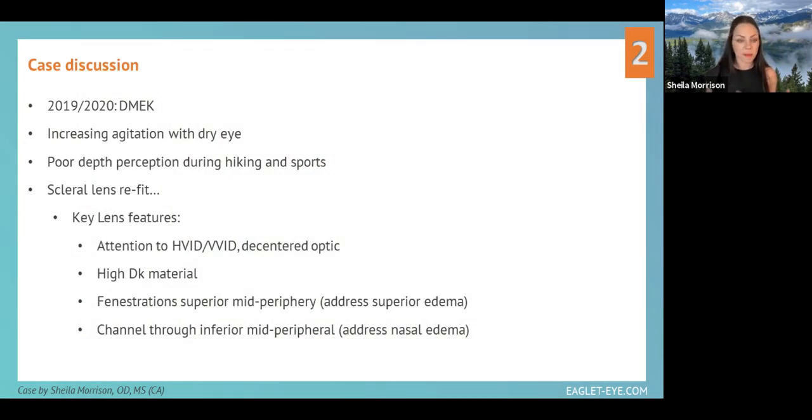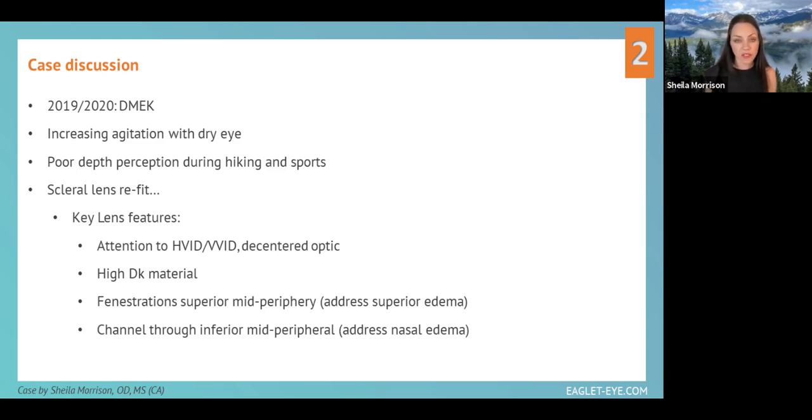Once he was sent back to us, his main complaint was that he wanted to be able to hike. He was getting dry eye, and so we refit him. Some of the things we really paid attention to, that have really evolved, included looking at the HVID and the VVID, choosing a decentered optic to better match where his clear vision could be, and using the highest DK material available. And in this case, fenestrations and channels were essential.